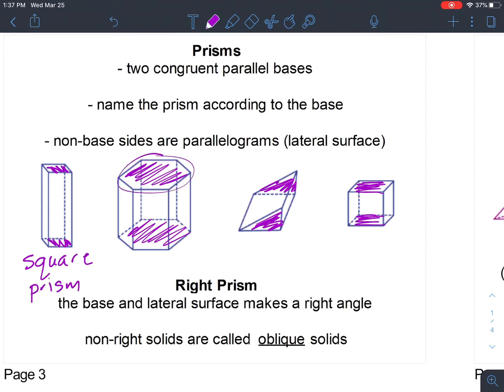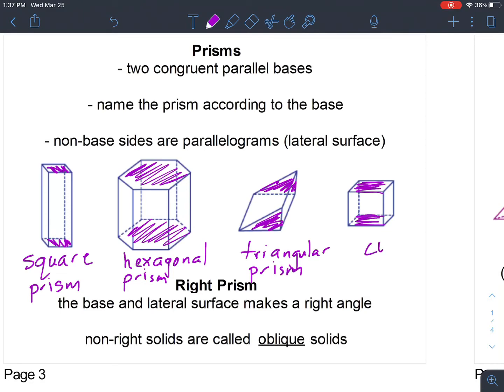This second one looks like we have hexagons there. Now we don't just say hexagon, we actually have to include hexagonal, and then that'd be a hexagonal prism. This one we see triangles as the bases, so it's a triangular prism. And then the last one I included mostly just to trick you, to see if you would say square prism again, but we do know that the last one is also known as a cube.